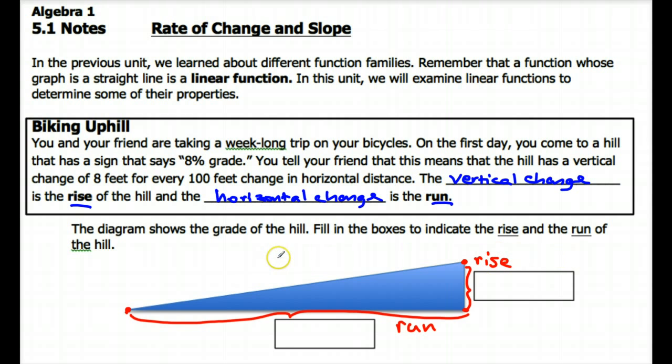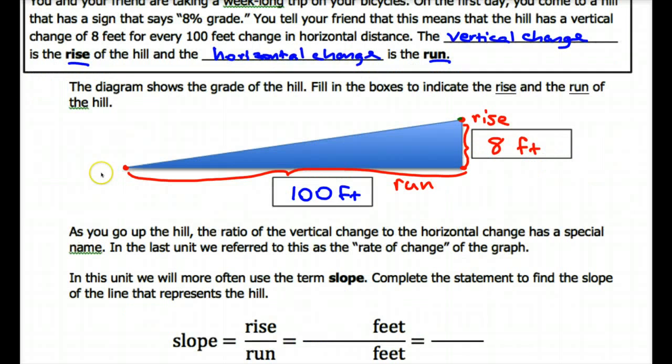Okay. We're going to fill in the boxes now to show what the rise and what the run are of this hill. So again, this hill was 8% grade, and we said that means that the vertical change or the rise of the hill is 8 feet. So from the bottom to the top of the hill, you're going up 8 feet in elevation. And you're traveling a horizontal distance from this point to this point of 100 feet. So the run of the hill is 100 feet, the rise of the hill is 8 feet.